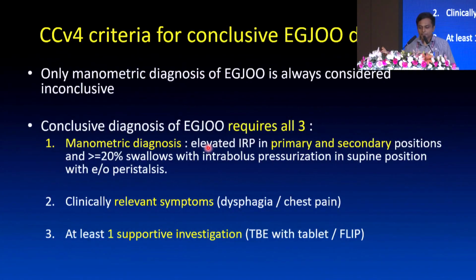So you have this conclusive criteria for EGJ outflow obstruction, which requires all three: that you do the manometry in both primary as well as in secondary positions, you should have clinically relevant symptoms, and you should have at least one supportive investigation like a timed barium esophagogram or an EndoFLIP.